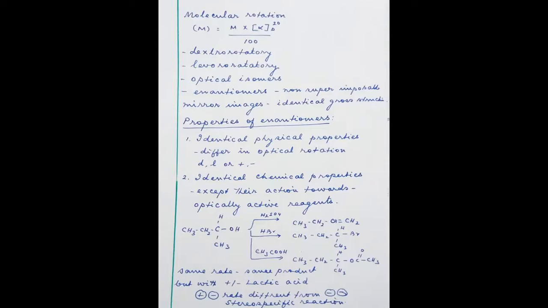But the reaction rate will be different when an optically active compound is allowed to react with another optically active reagent. Say, for example, esterification can take place when an alcohol and a carboxylic acid are mixed together. I have taken acetic acid. Acetic acid is a non-optically active compound. It doesn't have a chiral center. It doesn't have an asymmetric center. It is a non-optically active compound.